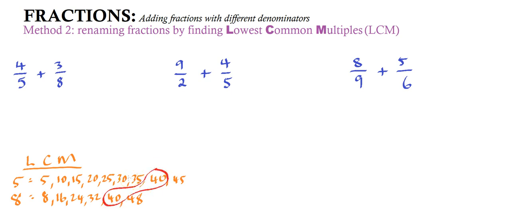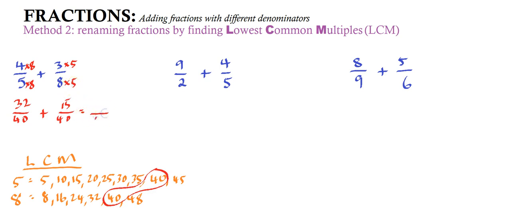So essentially what we're going to do now is use 40 as our new denominator for each of the fractions above. And we convert or rename each of these fractions, so 4/5 into 40ths and 3/8 into 40ths. To get from 5 to 40, I multiply by 8. Whatever I do to the denominator, I must do to the numerator. So the equivalent of 4/5 is 32/40. To get from 8 to 40, I multiply by 5, do the same to the top, so it's 15. So 3/8 is the same as 15/40.